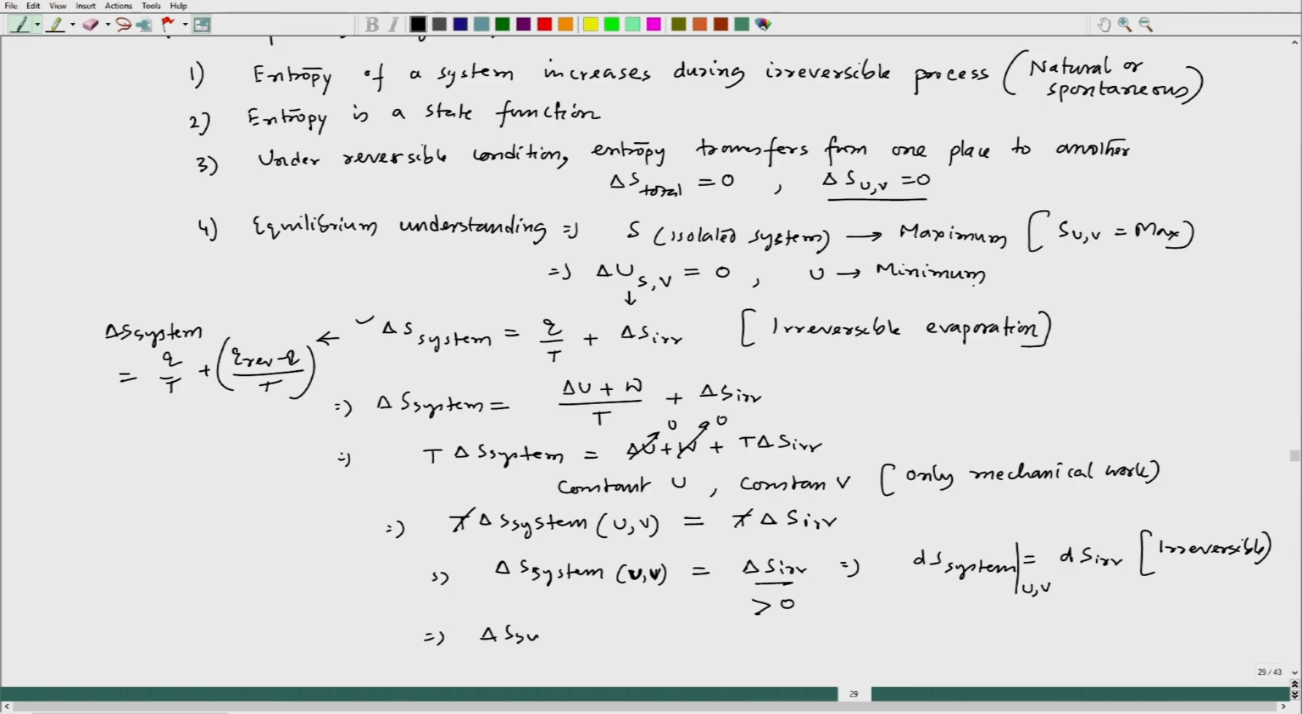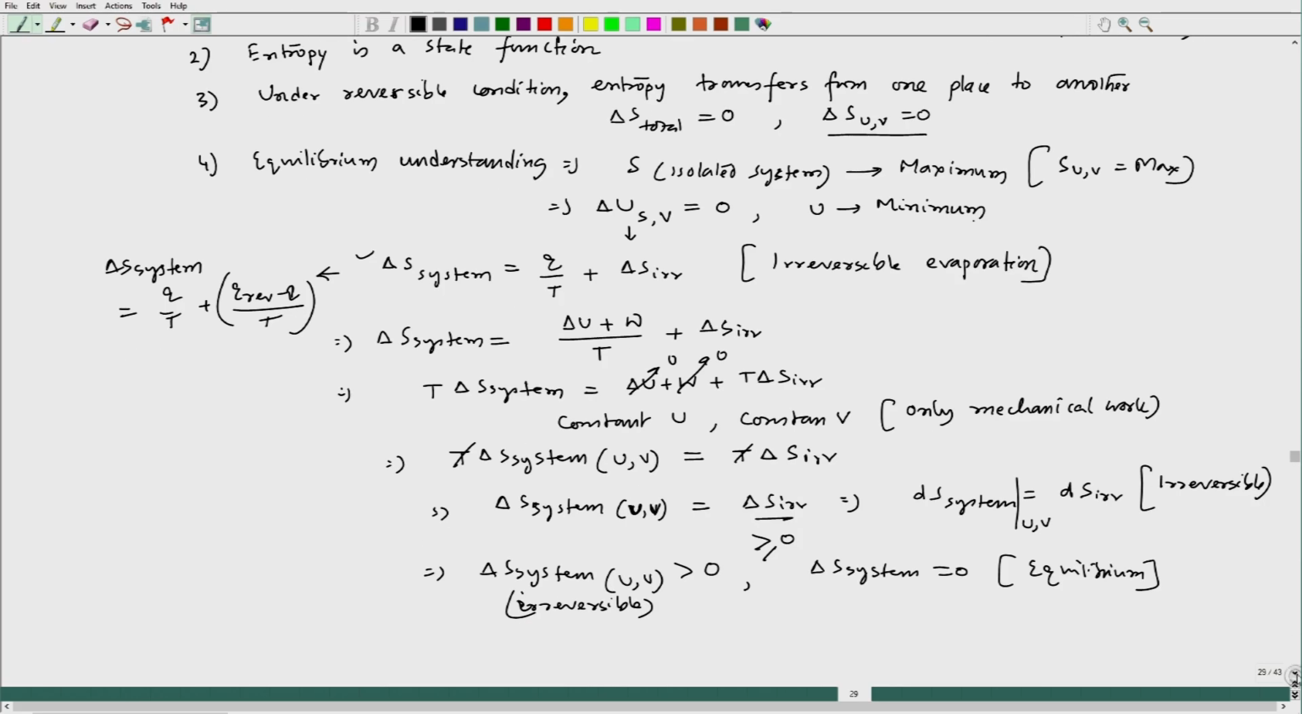Delta S system, at constant U and V, is greater than 0, and this is 0 when it goes to equilibrium. So, del S system equals 0 at equilibrium. So, this is for irreversible.